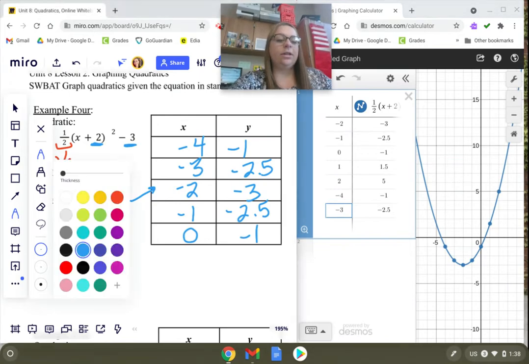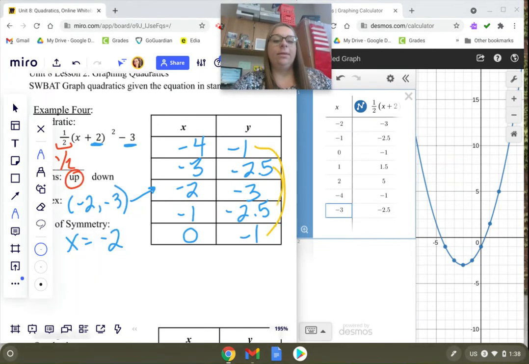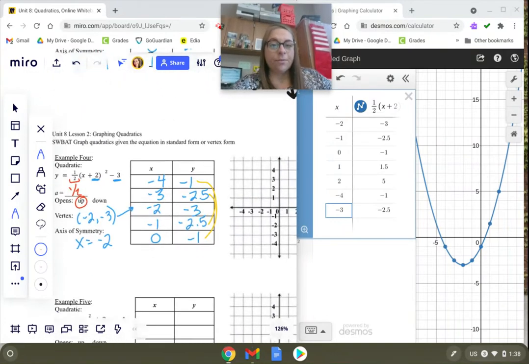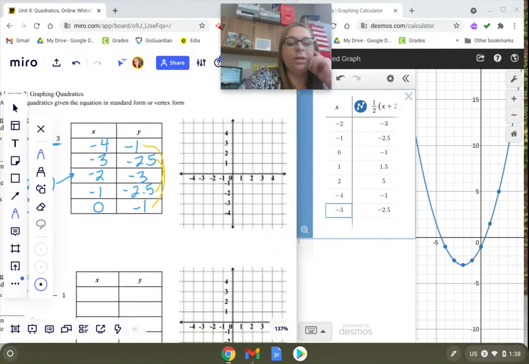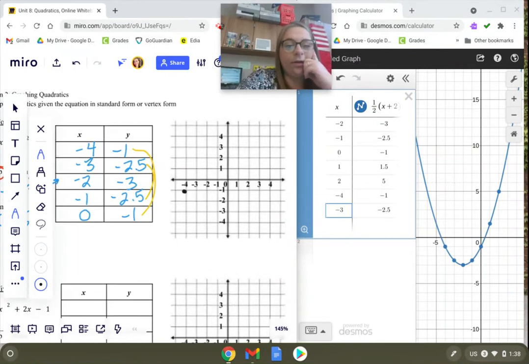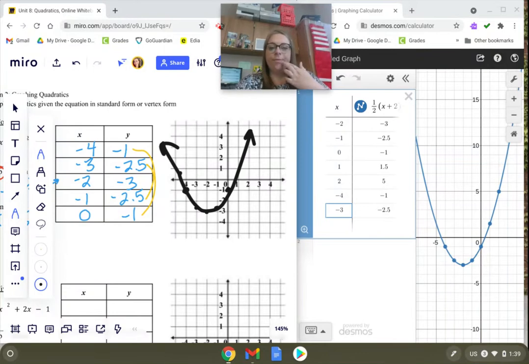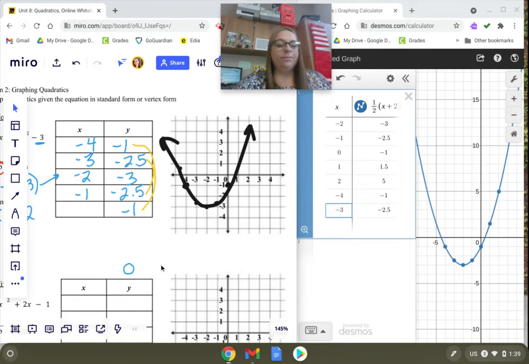So again, I can double check that these are right because my first and last are the same, and my second and fourth. And now let's go ahead and graph those points. So I got negative 4, negative 1. Negative 3, negative 2.5. Negative 1, negative 2.5. And then negative 1, 0. And again, fill that all in. And done. Okay. Cool.